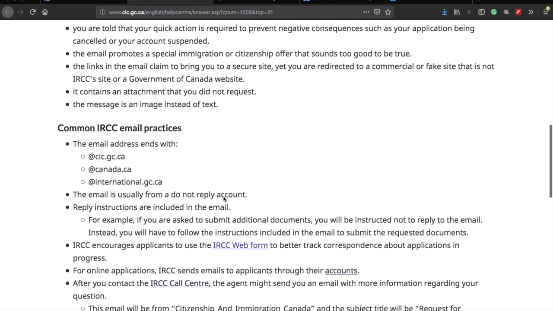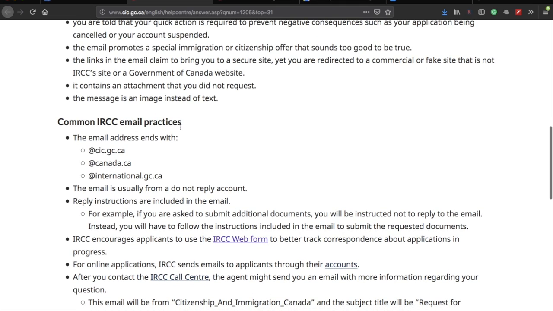So they've mentioned over here the common IRCC email practices. It's good to know. The email addresses end with @cic.gc.ca, @canada.ca, and @international.gc.ca. The email is usually from a do not reply account. So all the emails which you'll find, actually the fake emails I'm talking about, would ask for some information from your side. Down the line they would ask for some money, but IRCC would never ask for it. Most of the emails would be from a do not reply account.